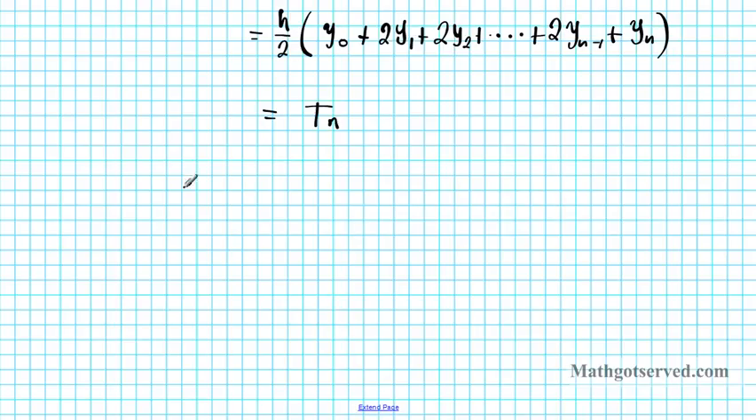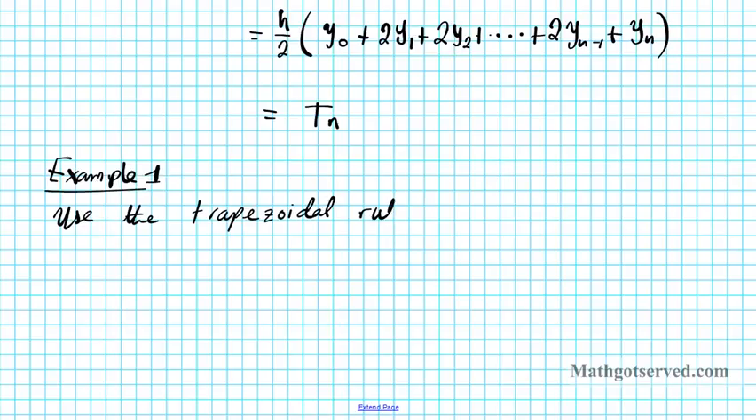So example number 1. This is a question. Use the trapezoidal rule with n equals 4 to estimate this definite integral, which is an integral from 1 to 3 of x squared dx. Okay? All right, so to compute this, first thing I need to find is h.